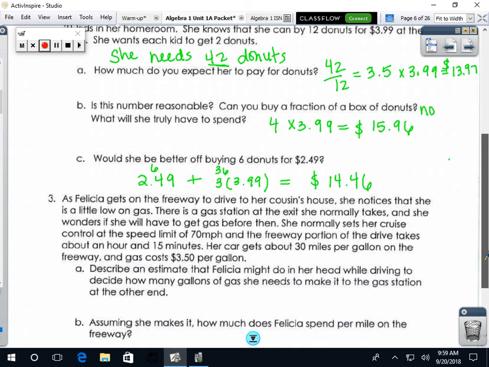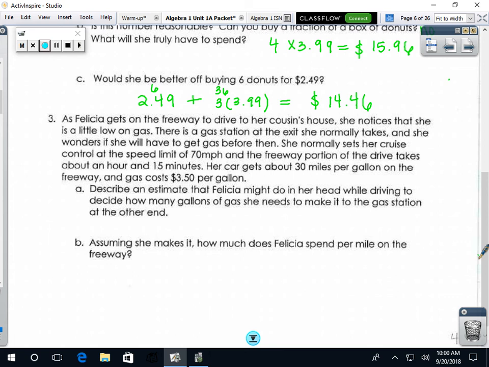All right, number 3. As Felicia gets on the freeway to drive to her cousin's house, she notices that she is a little low on gas. There is a gas station at the exit she normally takes, and she wonders if she'll have to get gas before then. She normally sets her cruise control at the speed limit of 70 miles per hour, and the freeway portion of the drive takes about an hour and 15 minutes. Her car gets about 30 miles per gallon on the freeway, and gas costs $3.50 per gallon. Describe an estimate that Felicia might do in her head while driving to decide how many gallons of gas she needs to make it to the gas station at the other end.